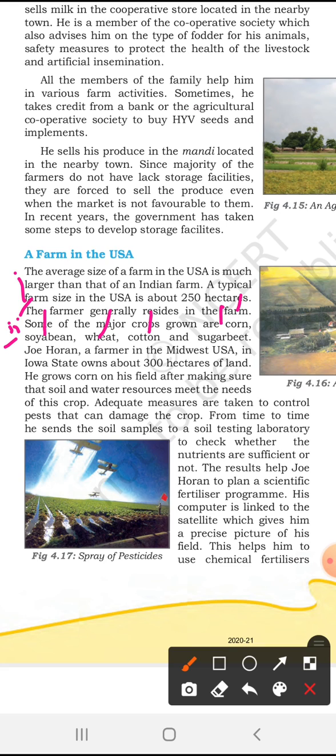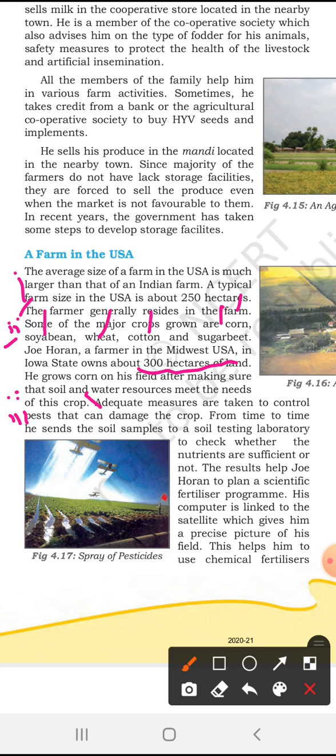Now, third point, Joe Heron, a farmer in the Midwest USA in Iowa State, owns about 300 hectares of land. He grows corn on his field after making sure that the soil and water resources meet the needs of this crop. Adequate resources and measures are taken to control pests. Point number 3, to control the pests that can damage the crop.